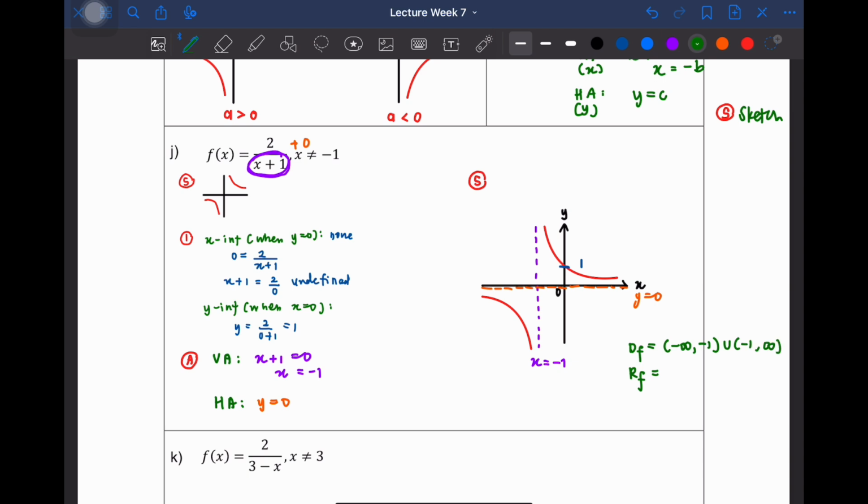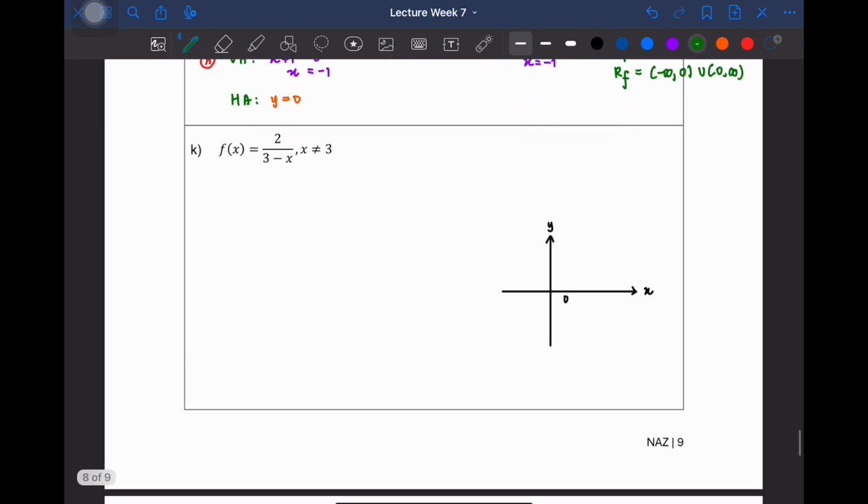Okay, so the same goes with your range. So range awak dia affected by this one, by your horizontal asymptote. So means that all value except for 0 can be your range. So means that dia akan jadi -infinity to 0 and then union with 0 to infinity. Okay, so that's it for your domain and range. Okay, next example. Example K.